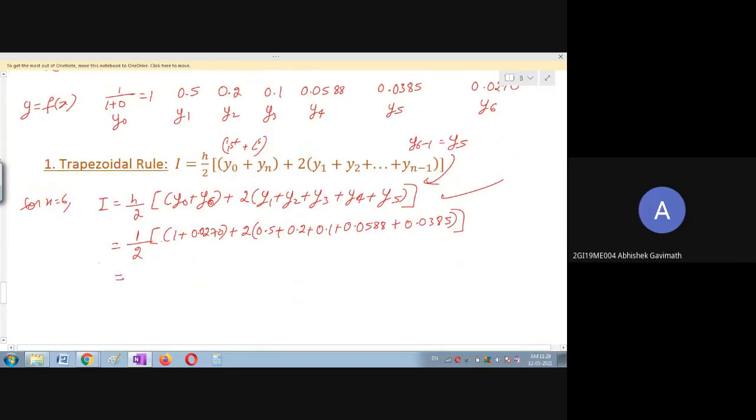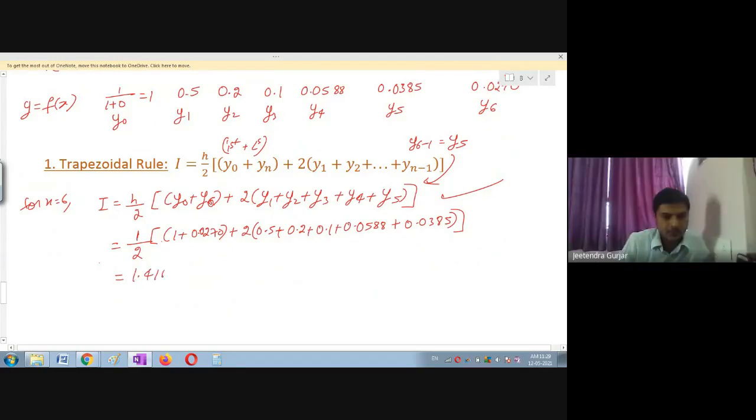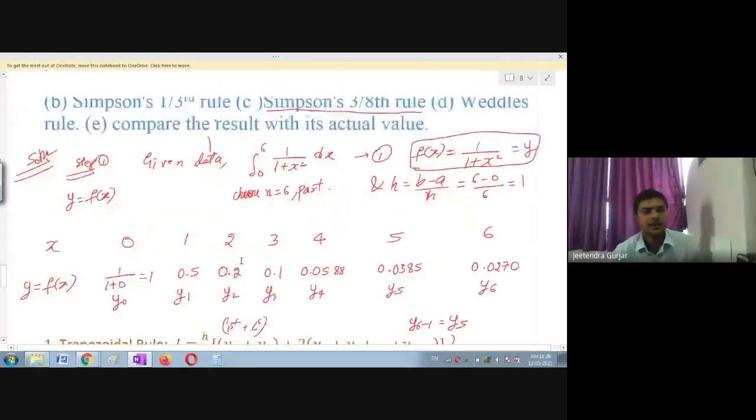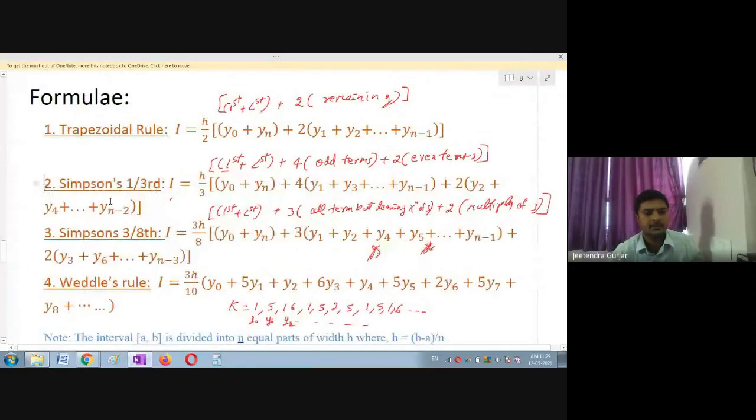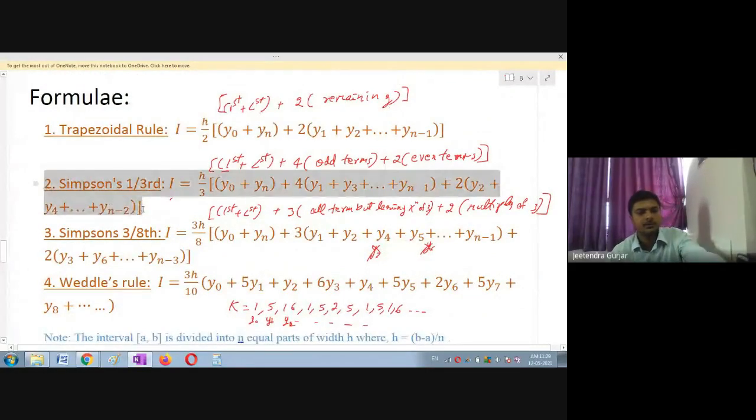Yes, please tell me what is the answer. 1.4108. Yes, very good. 1.4108 is the correct answer. So everyone, please try. Don't wait for me to solve. Everything is there, so just copy down and simplify. I will take the next one.